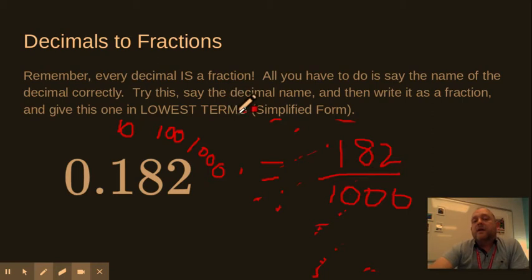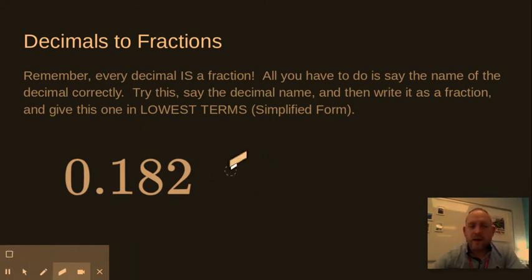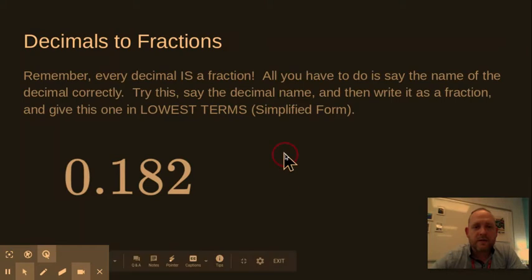Now, the trick here is that it does ask me to do this in lowest terms. All right, so 182 thousandths. Let's move on to our last set here.